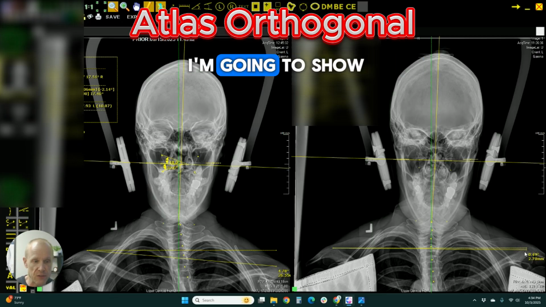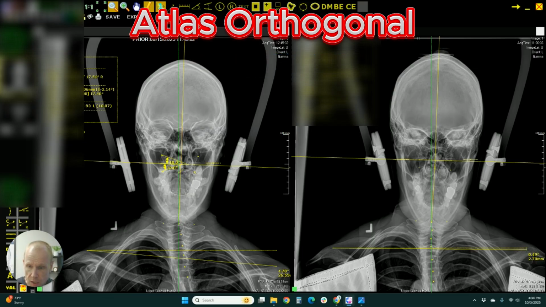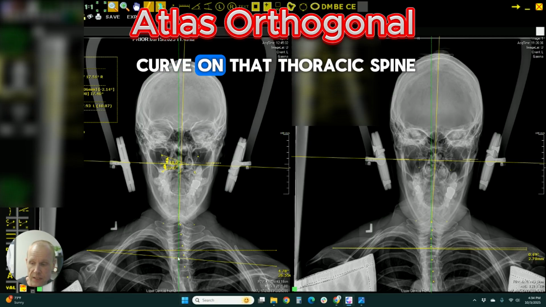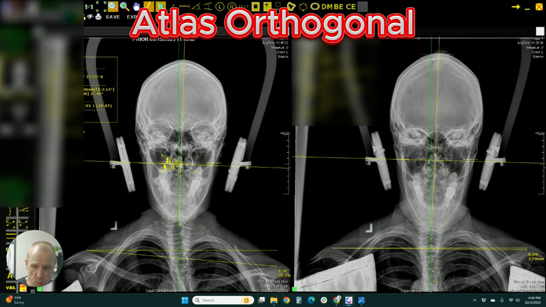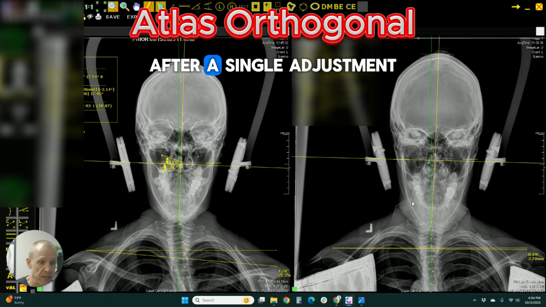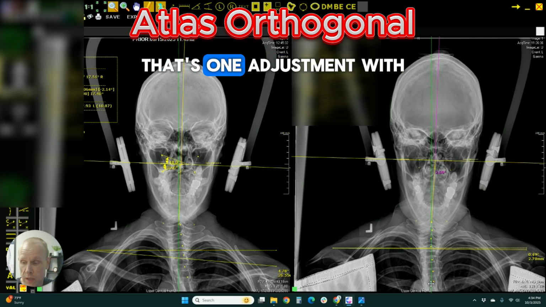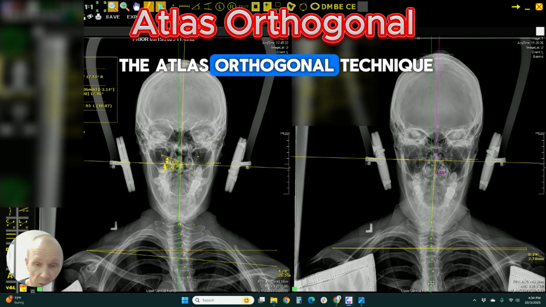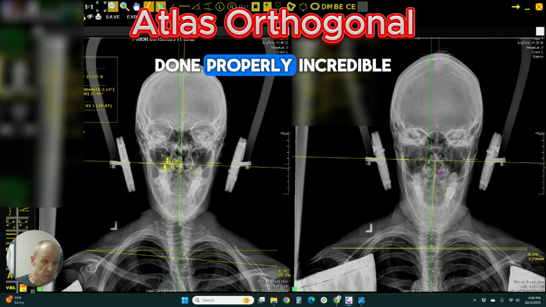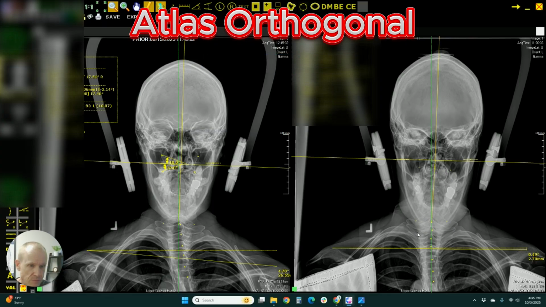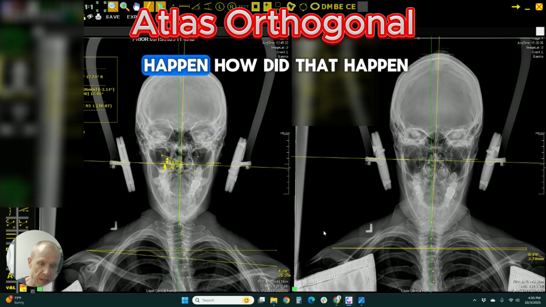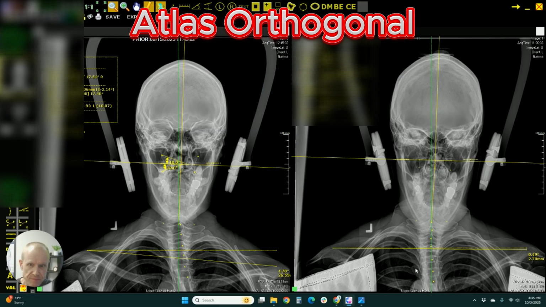The one other thing I'm going to show you in addition to that is if we follow the thoracic spine down, we can see that yes, she has a lateral curve on that thoracic spine, pulling to the right side. After a single adjustment, you can see already that thoracic spine is straightening out on us. It's one adjustment with the atlas orthogonal technique done properly. Incredible. So why does this happen? How did that happen? Let's take a look.